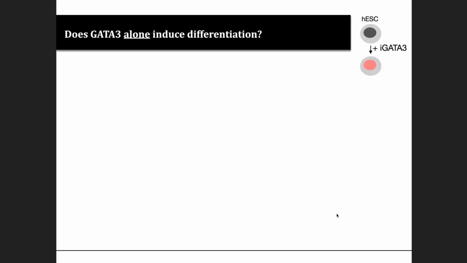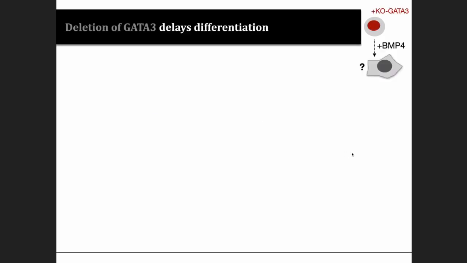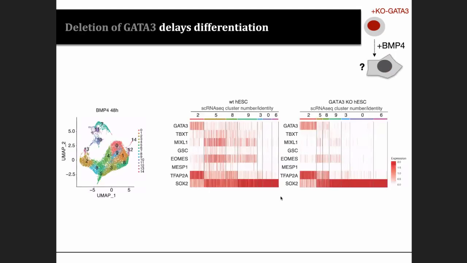Well, potentially, when induced, they should induce differentiation. This is exactly what we see. So we induce GATA3 in the absence of any differentiation cues, and we see upregulation of differentiation genes. And interestingly, we see this multi-lineage expression, very interesting for us. Now, conversely, if we knock out GATA3 with CRISPR, we see a delay in differentiation. So here's just a handful of genes cherry-picked to show mesendoderm differentiation, and you see that basically there is very much delay or non-expression of genes in the knockout situation.